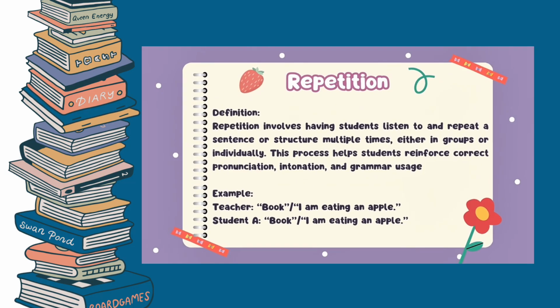So, the first technique of the audiolingual method is repetition. Repetition involves having students listen to and repeat a sentence or structure multiple times, either in groups or individually. This process helps students reinforce correct pronunciation, intonation, and grammar use. For example, when the teacher says book, the student has to repeat book. When the teacher says I am eating an apple, the student has to repeat I am eating an apple.